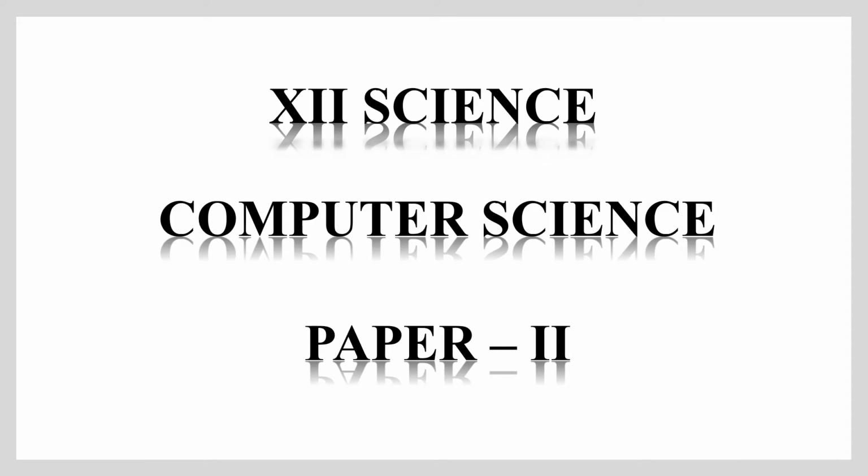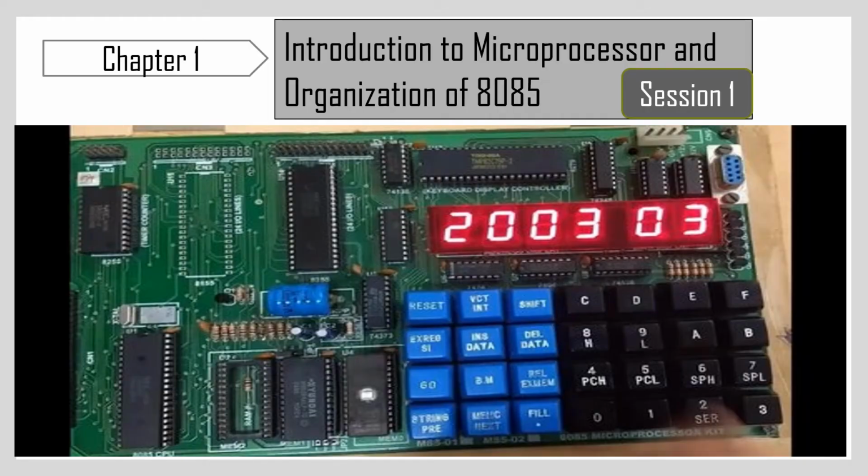So we already started with computer science paper 2. We already completed one chapter, that is networking technology. So now today we'll be starting a new chapter. Chapter number 1, Introduction to Microprocessor and Organization of 8085. Let us see what topics we are going to see in this chapter.